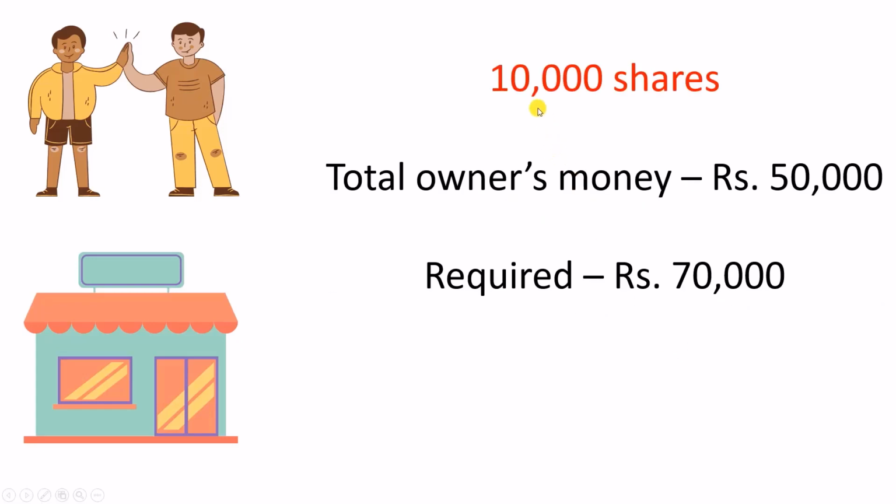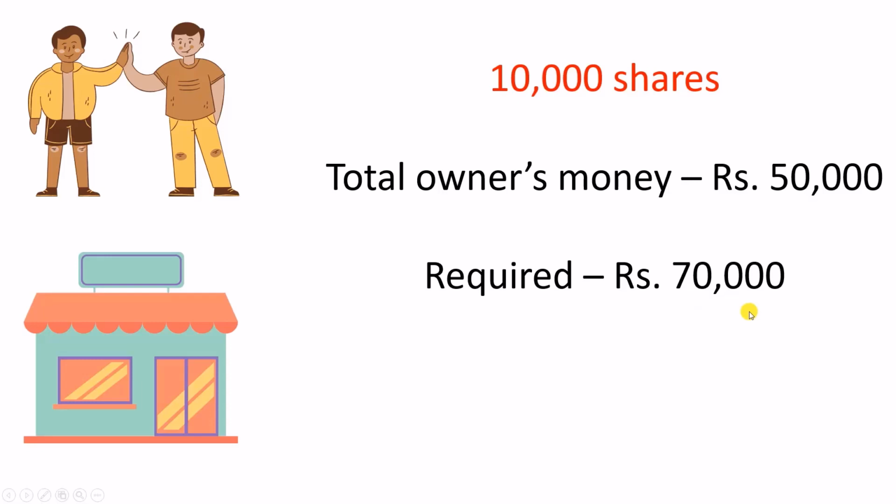Now, the company decides to do something. It may decide to expand its operations. And to expand its business, it needs 70,000 rupees. So they have 50,000 with them, but to expand they need more money, and they require 70,000 rupees. So 20,000 rupees more is required.